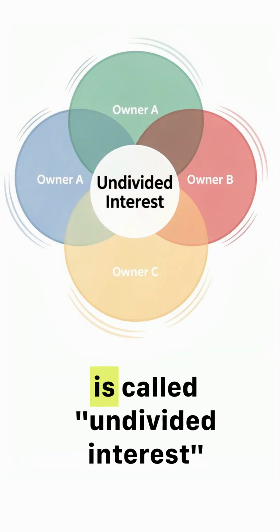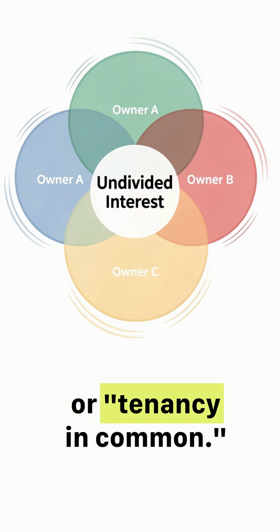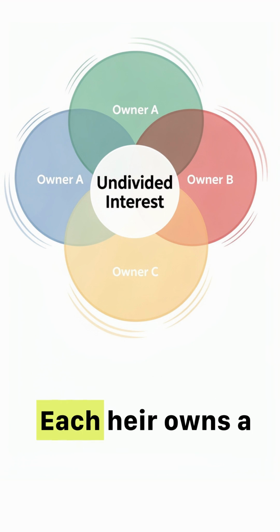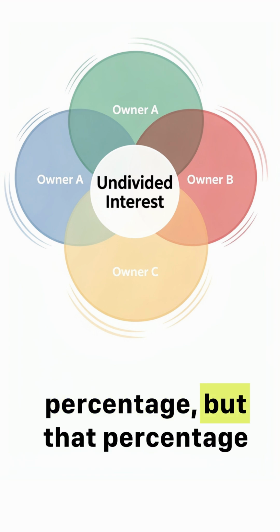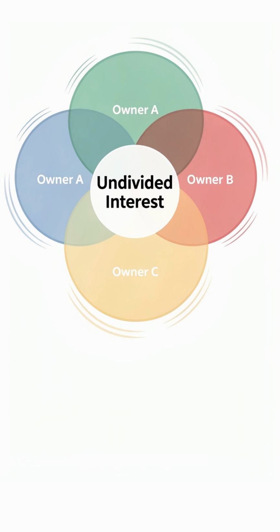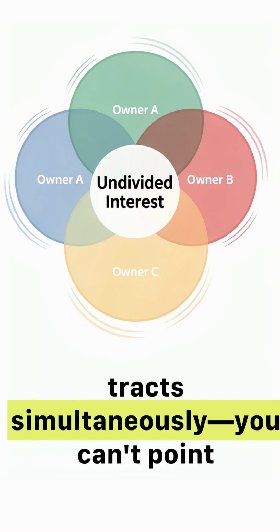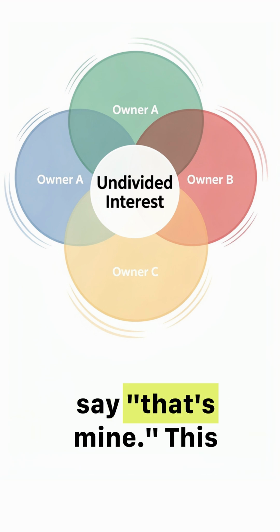This type of ownership is called undivided interest, or tenancy in common. Each heir owns a percentage, but that percentage applies to all 4 tracts simultaneously. You can't point to 1 acre and say, "That's mine."